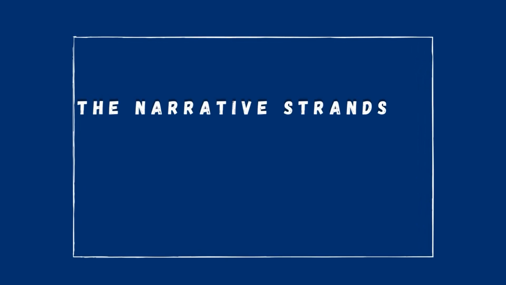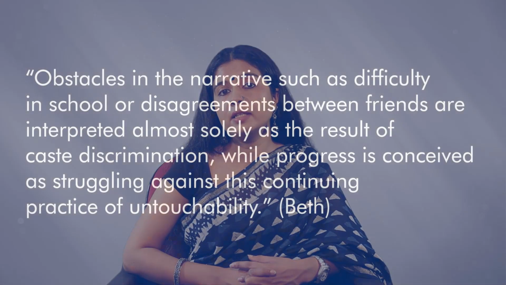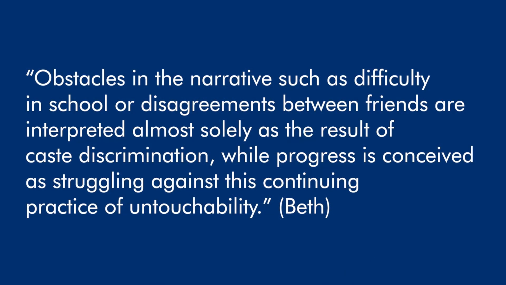Now, the other thing that Sarah Beth also says is that in such works the narrative strands of progress and struggle also become very, very crucial, right? Now, she says, and I'll very quickly quote her in the context, she says that "obstacles in the narrative, such as difficulty in school or disagreements between friends, are interpreted almost solely as the result of caste discrimination, while progress is conceived as struggling against this continuing practice of untouchability," unquote. So you see, she very beautifully draws out this thematic structure that one can locate in Dalit autobiography, that is the strand of progress and struggle.